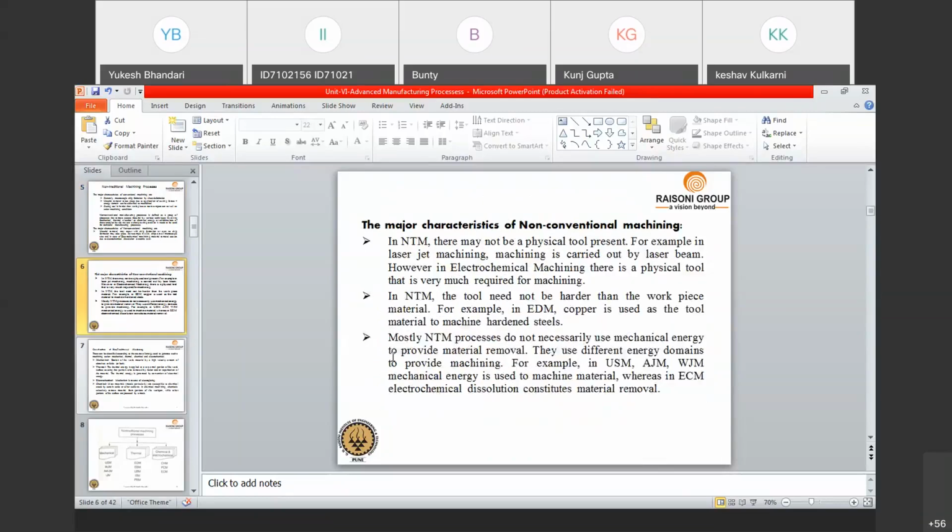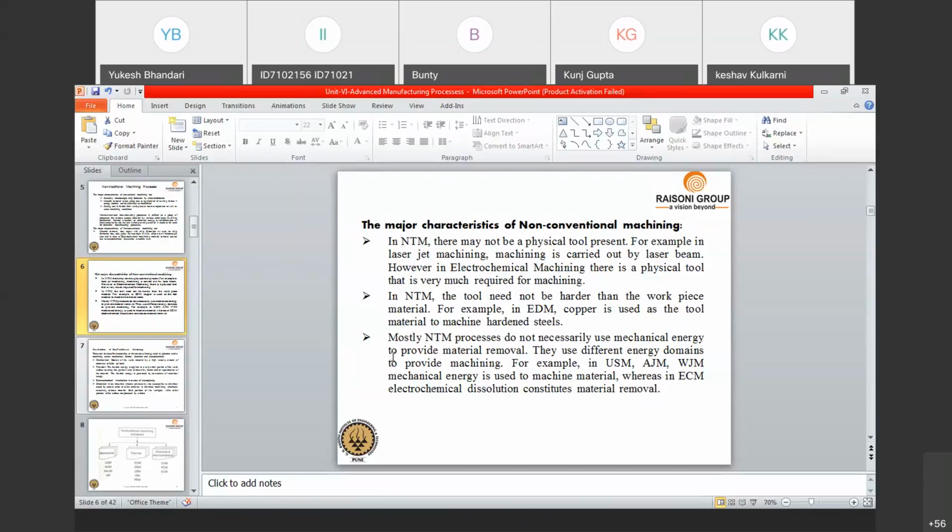Okay. So first, in NTM process, a physical tool may be present or may not be present. But a physical tool is always there in conventional machining process. In NTM, a physical tool may or may not be available. Like laser beam machining or laser jet machining, there we use a laser beam, and no physical tool is available. But in electrochemical machining, a physical tool is available.